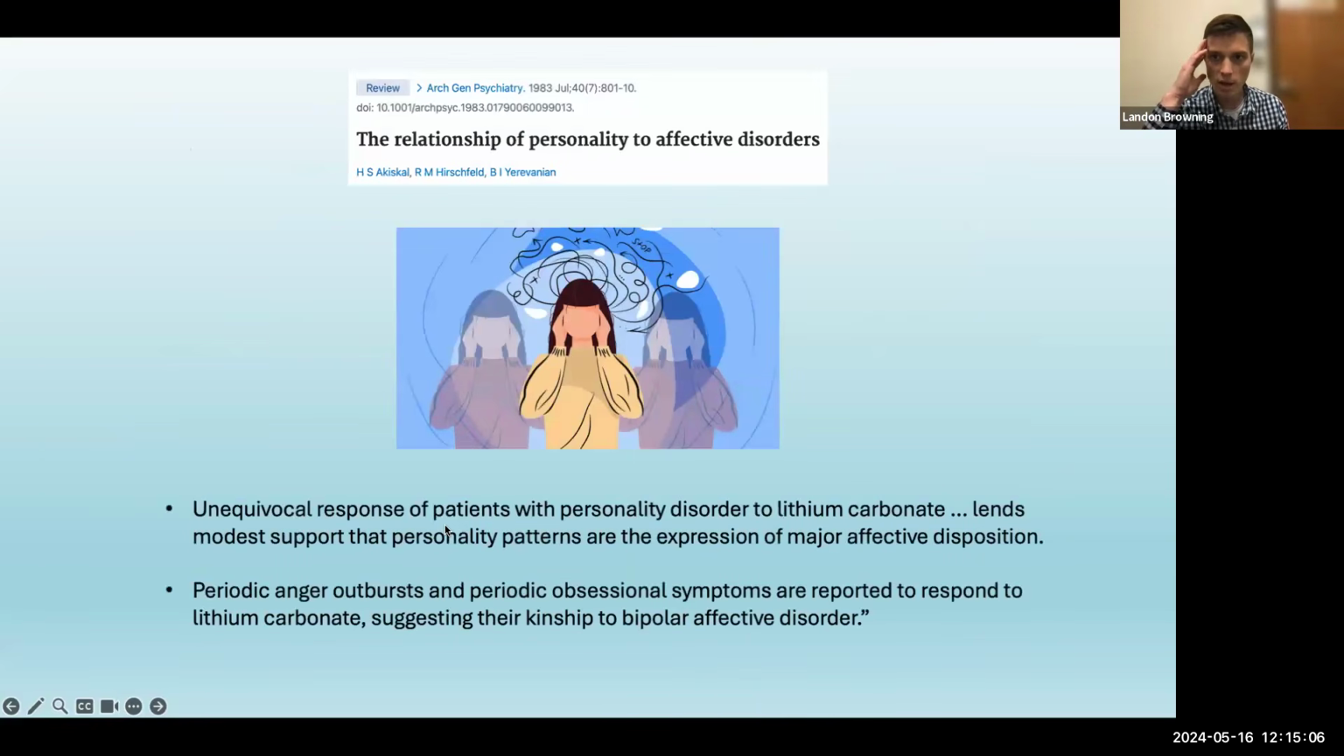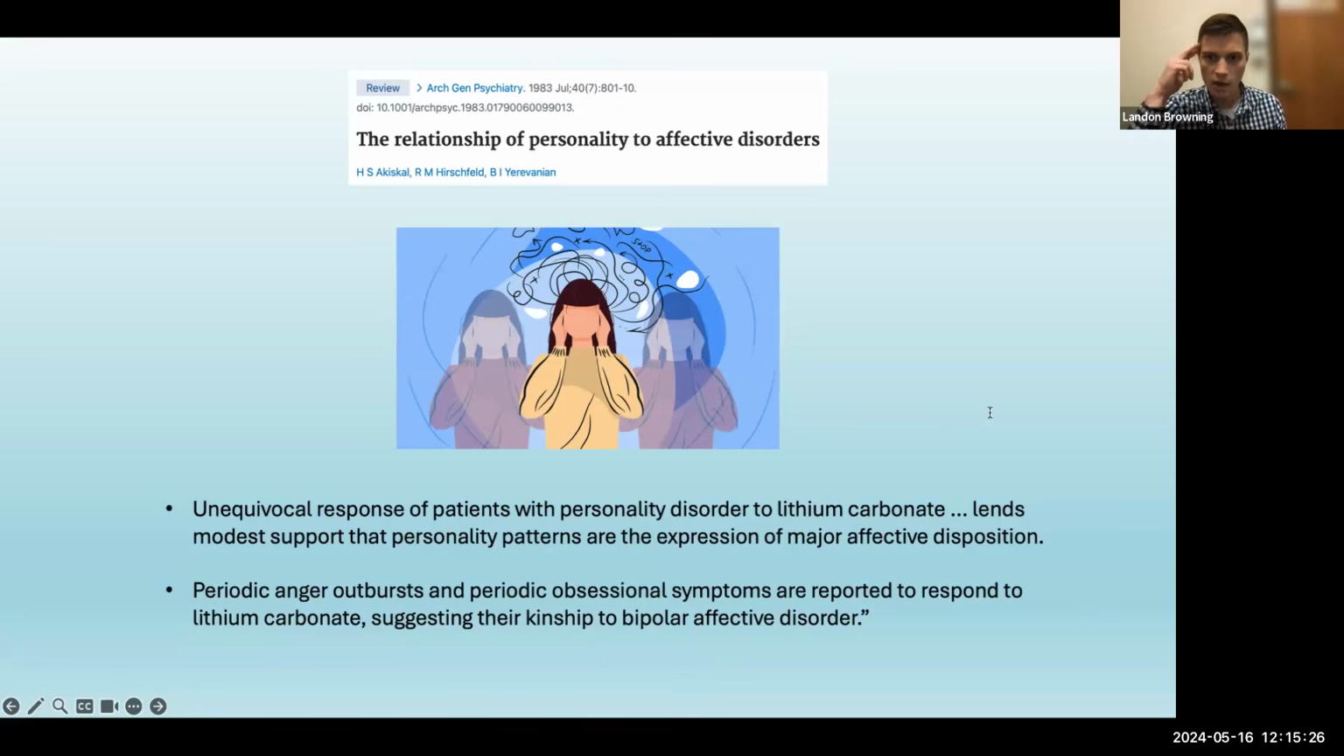So 2 years later, he published The Relationship of Personality to Affective Disorder and states, the assumption that personality disturbance precedes affective episodes has yet to be demonstrated. In fact, we think it's the other way. Basically, again, saying that affective disorder is the cause of personality disorder.